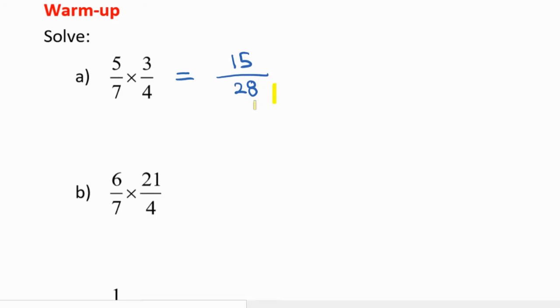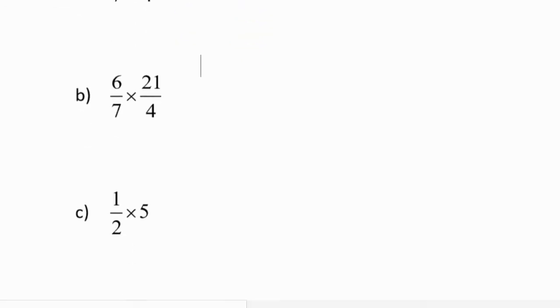After solving it, you have to check if it is the lowest term. There's no number that can divide both 15 and 28, so this is the lowest term. So the answer is 15 over 28. Next question.